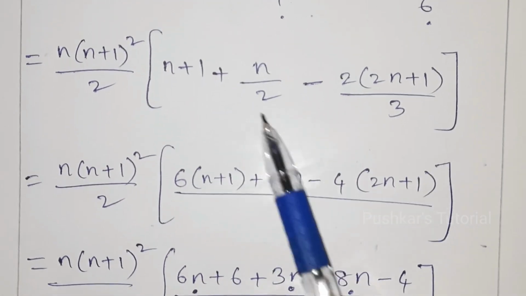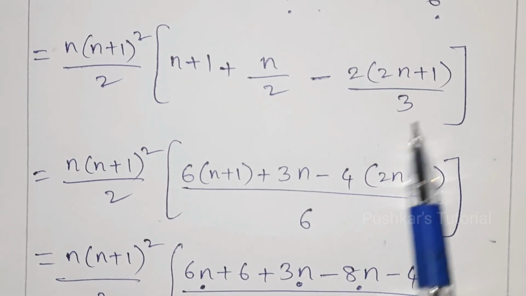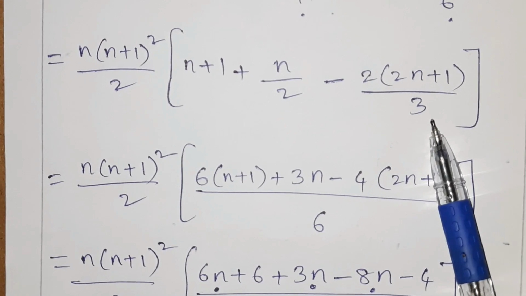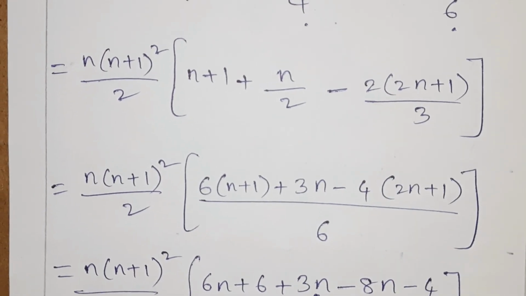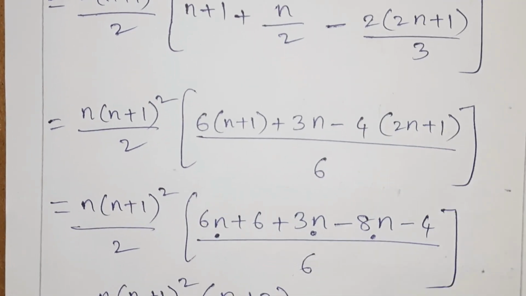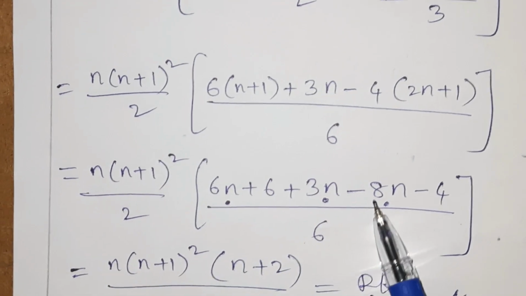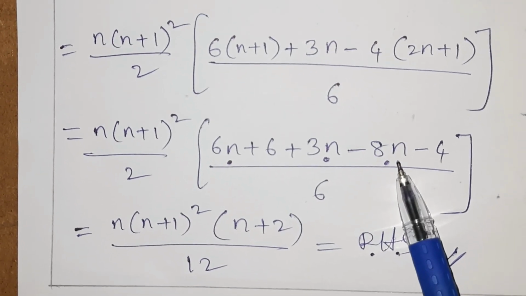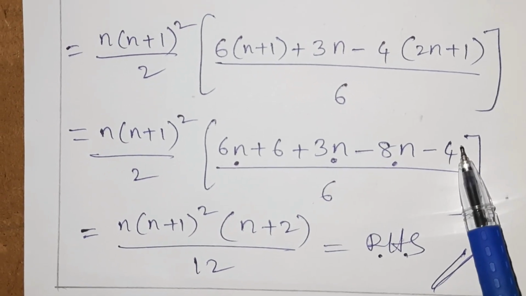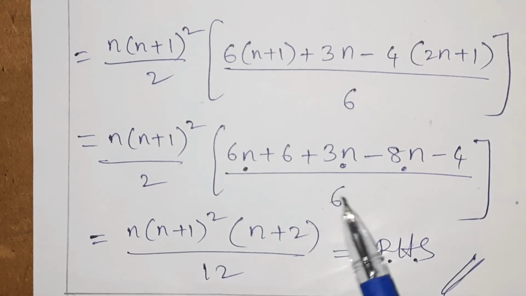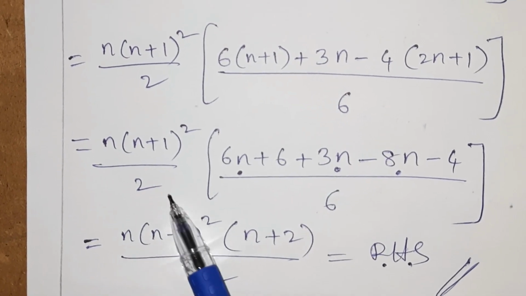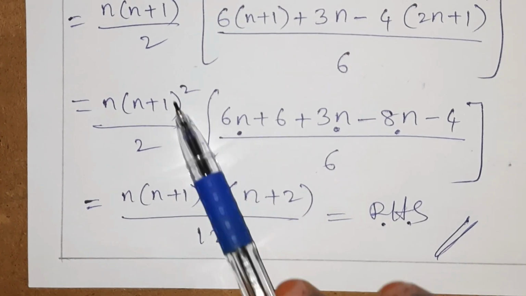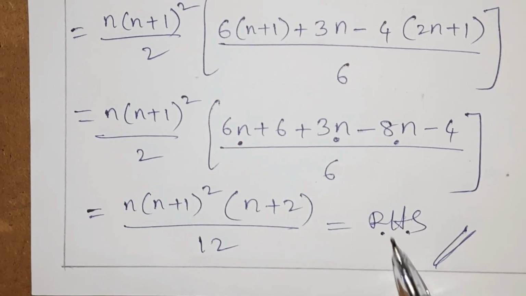So LCM of denominator, 2 3s are 6. So 6 into whole we have to 2, and here 2 covered, only 3 table. Here 3 covered, only 2 table. So 2 2s are 4. So multiply with 6, here 4. So 6n plus 6, 3n minus 8n minus 4. So plus 6n plus 3n is 9n, 9n minus 8n is 1n, and 6 minus 4 is 2, and denominator 6, and in front as it is we continue now. So 2 6s are 12, and these n into (n plus 1) whole square as it is. Here left over n plus 2, that is only our RHS.